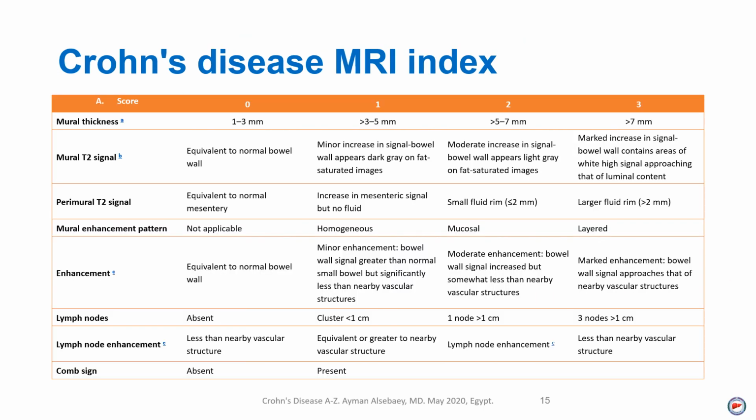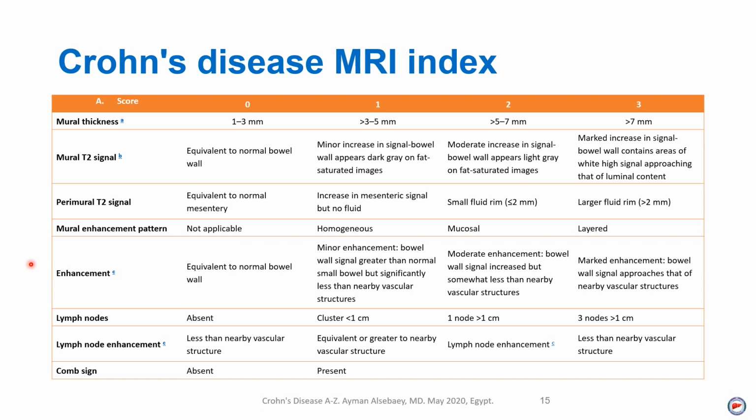Another score which can be used for assessment of Crohn's disease depends on imaging, like the Crohn's disease MRI index. The radiologist can give you a score, and by this score you will find if the disease is mild, moderate, or severe. So the scores can be, number one, clinical, depending on the symptoms of the patient, like the CDAI.